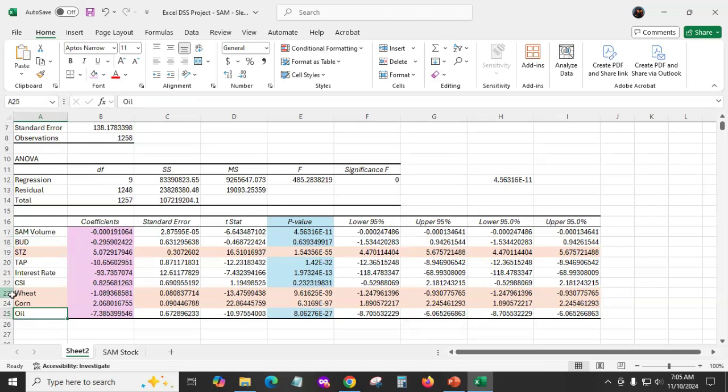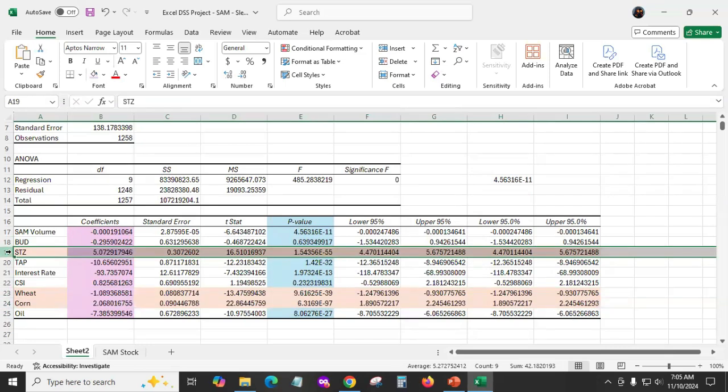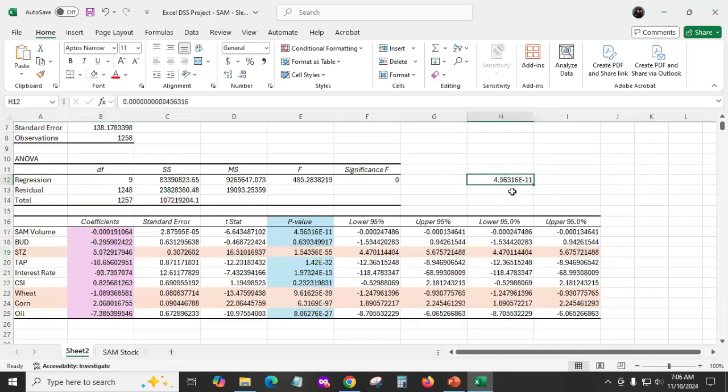But what you'll be focusing on is probably these that are highlighted in orange because they have the most significance to the price of your stock. So let's delete this number here. You don't need that. And we could move forward onto the next video.